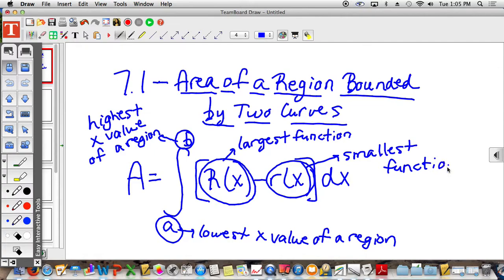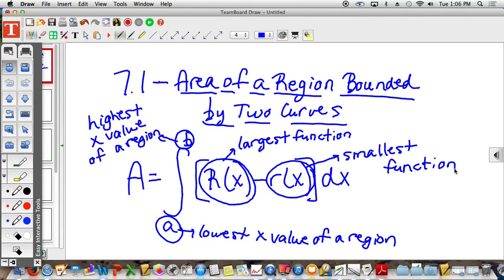So if we're talking about two functions graphed, and we only want to look at them from 0 to 2, you're going to look at exactly where, from 0 to 2, which function is higher. Is it capital R of x, or is it going to be lowercase r of x? Or is it f of x or g of x, depending on the situation.